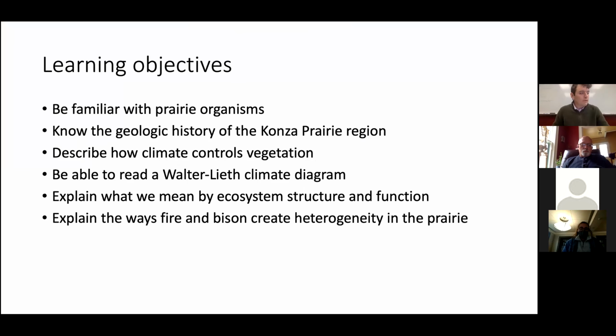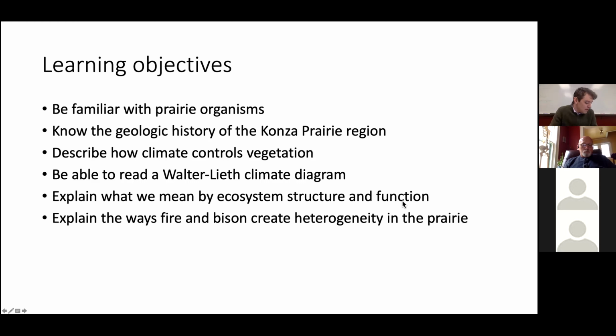Okay, so what we're going to dive into today is we're going to start introducing you all to some prairie organisms. Usually we'll do a grass, a forb, and an animal, just to give you some sort of specifics, right? To actually teach you about organisms and not just the concepts that we think about when we study them. We're going to give you some background on the landforms, sort of the geologic history of the Kanza Prairie region. And then we're going to focus on some components of ecosystem structure and function. So we'll talk about what we mean by ecosystem structure and function.